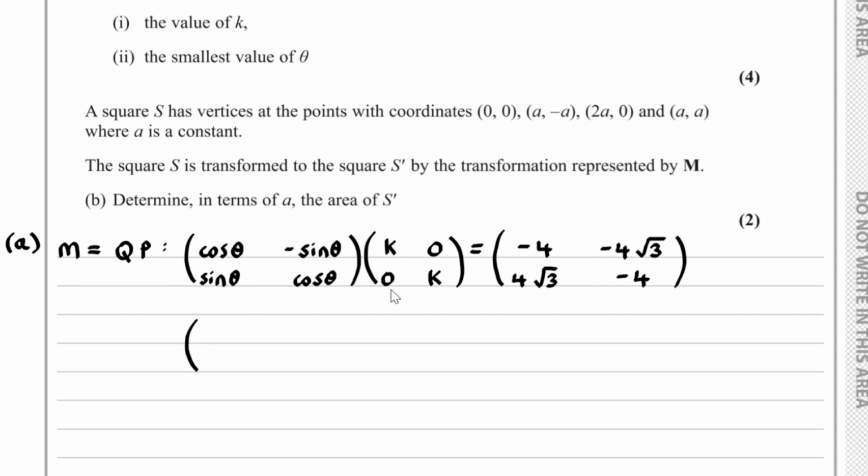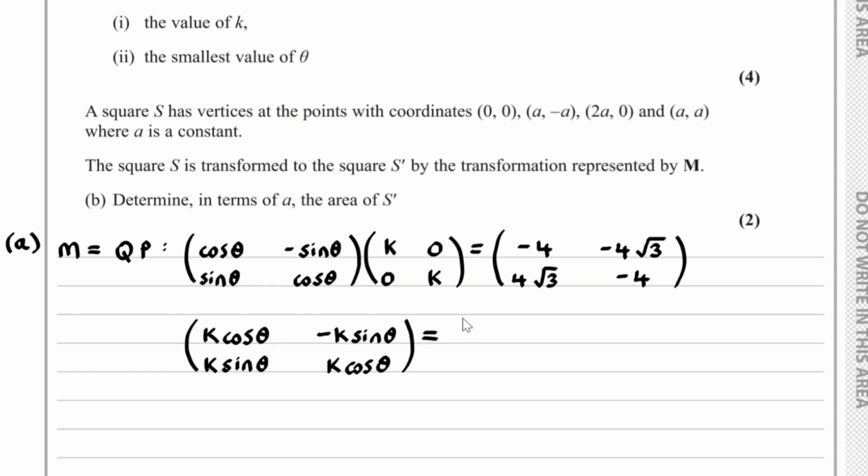Cos theta times by k plus minus sine theta times by 0 is k cos theta, and then we have cos theta times by 0 plus minus sine theta times by k, so that would be minus k sine theta, and then we have sine theta times by k plus cos theta times 0, so we've got k sine theta, and then we've got sine theta times by 0 plus cos theta times by k. That would be k cos theta.